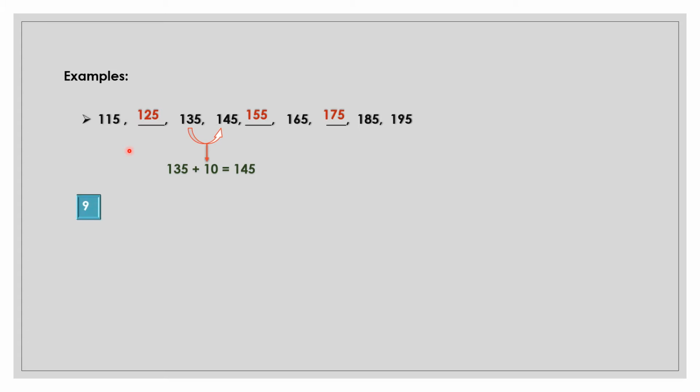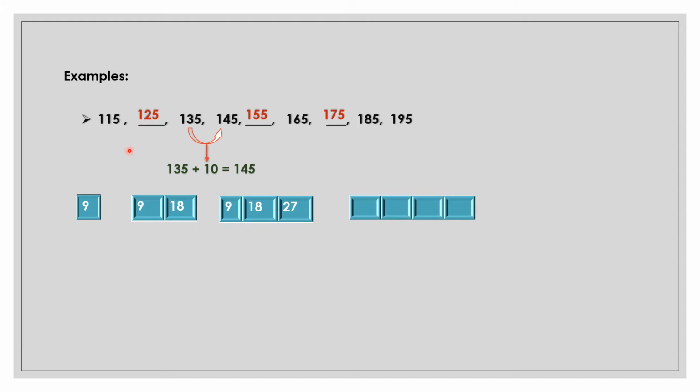A box with 9, two boxes with 9, 18, three boxes with 9, 18 and 27. So let us observe the pattern. Now they are given four blank boxes. We are going to fill the box with the numbers. First let us observe the given thing. So we got one box with 9. In the next two boxes 9 and 18. The next box 9, 18 and 27.